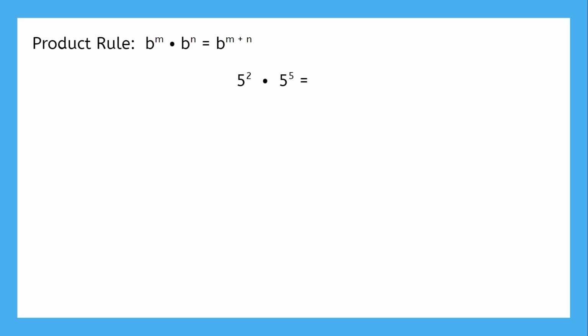If we're multiplying 5 to the 2nd power, which we can also say as 5 squared, times 5 to the 5th power, 5 squared is 5 times 5. And 5 to the 5th power is 5 times 5 times 5 times 5 times 5. Because the bases are the same, it's just the same thing as multiplying 7 5's together.